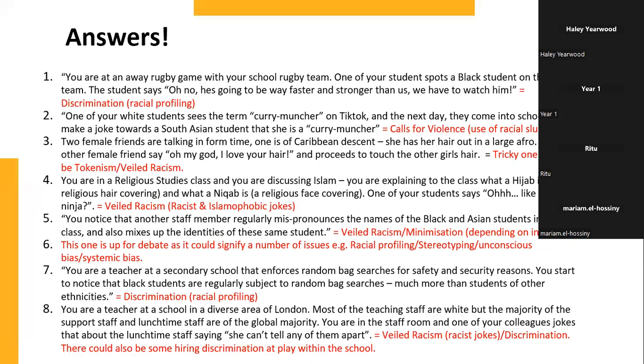Number one would definitely be discrimination or racial profiling. Seeing a Black student and assuming that they're faster and stronger is historically racist. Although the student may not understand that's what they have been almost taught to assume, and might not even realize they're doing it, it is definitely racial profiling.